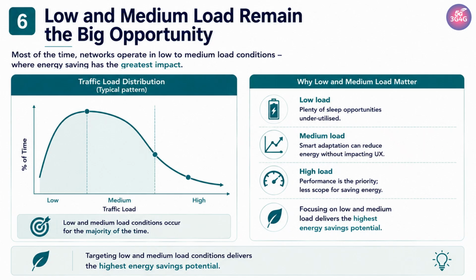The network still has active users, but it may not need all resources. Smart adaptation can reduce energy without affecting the experience. So low and medium load conditions are where energy saving features can have the greatest impact. This is one of the most important ideas in 5G energy efficiency. Focus on the periods where the network is over prepared for the actual traffic demand.